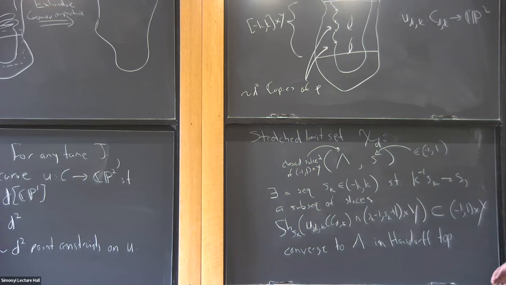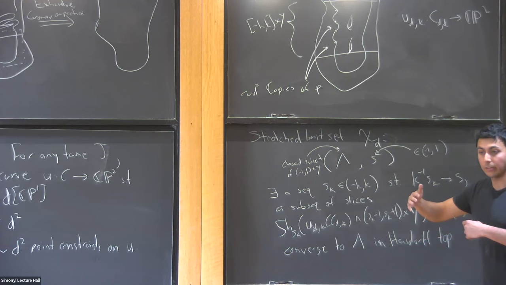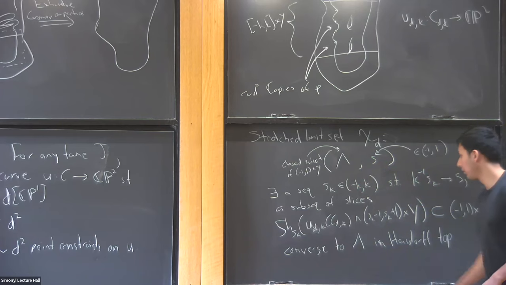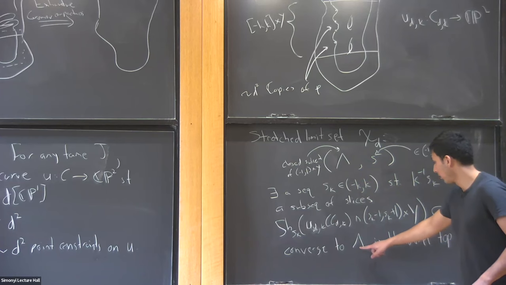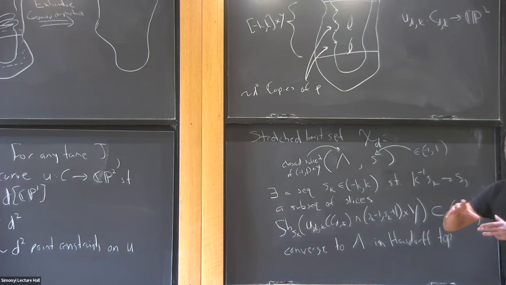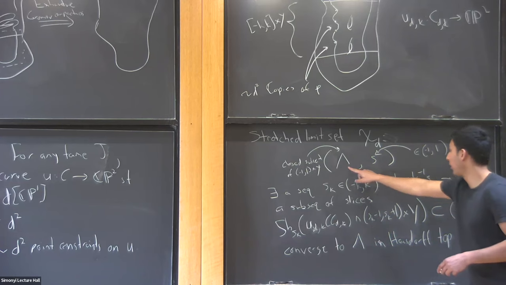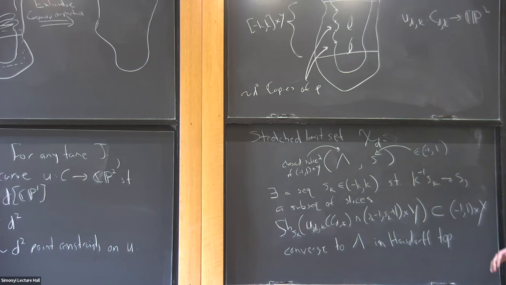Yeah. For technical reasons, it's a little easier to work with these thickened slices instead of just slicing the curves directly, because then you get a curve and you can do some compactness. The point is that we're just tracking the Hausdorff limits of all the slices of this sequence of stretching curves. That's the lambda. And S is just a device to track their vertical position. It just turns out to be useful for bookkeeping, basically.